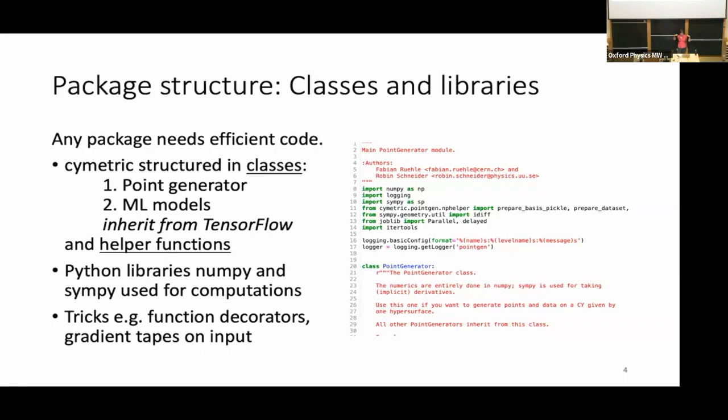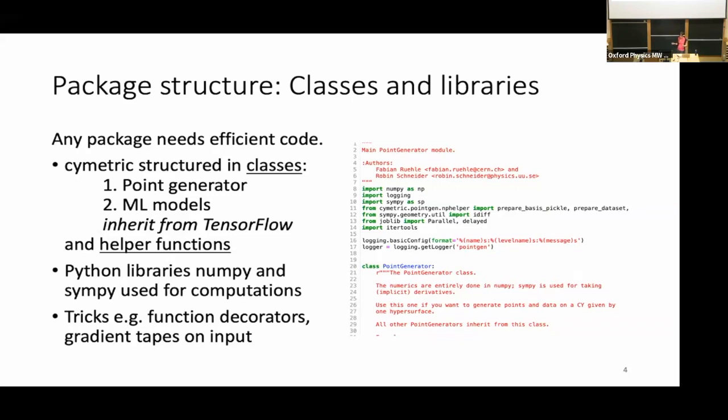And these classes inherit then from TensorFlow, which is the machine learning library that we will use. So in particular, these machine learning models, they inherit from TensorFlow. The point generators have nothing to do with machine learning, so they don't do that. And then, of course, there are various functions that are included in this package that can do various things for you. So they can set up the model, compute losses, and so on.